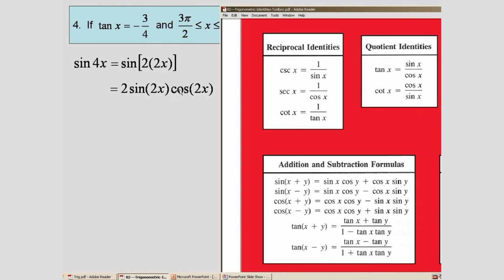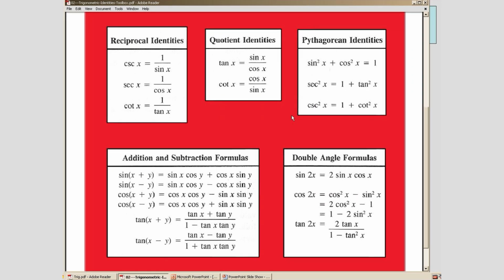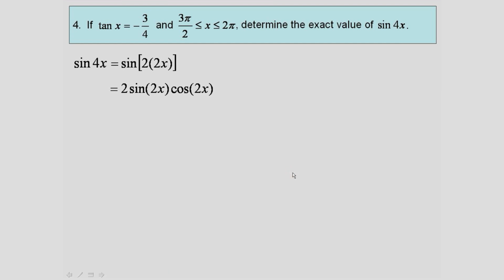Now, as for the cos of 2x, you've got some choice. We can use this one, or this one. And to be honest with you, in this question, it makes no difference. It's going to be about the same amount of work in the end. So I'm just going to randomly pick one. There's 2 sine of 2x. We just wrote using the double angle formula as this. And the cos of 2x, we chose 2 cos squared x minus 1. Okay, you could have gone with one of the other two if you like to. It makes no difference in the end.